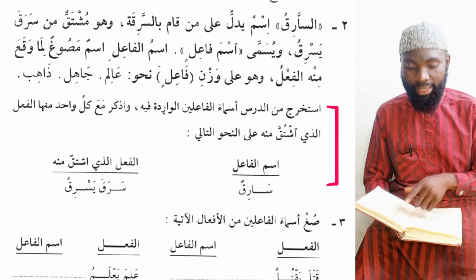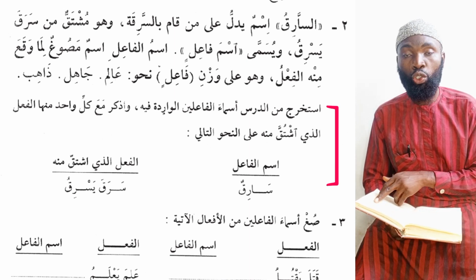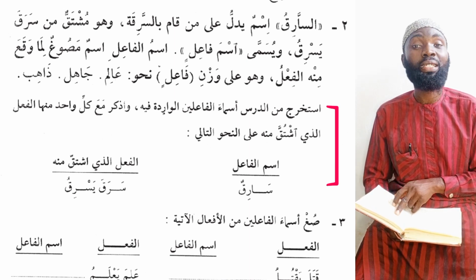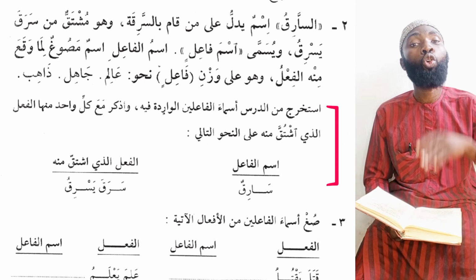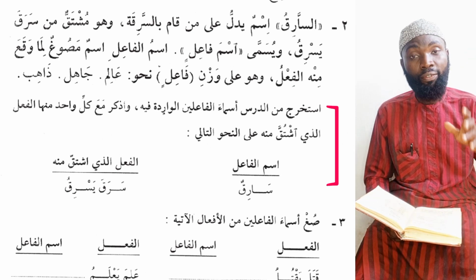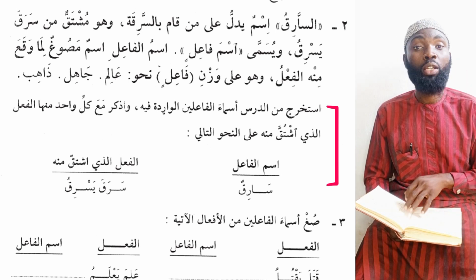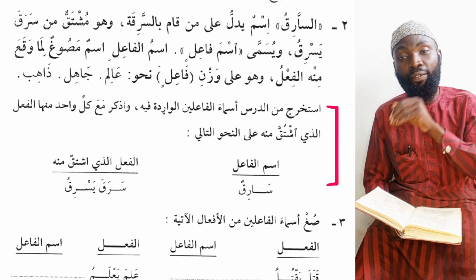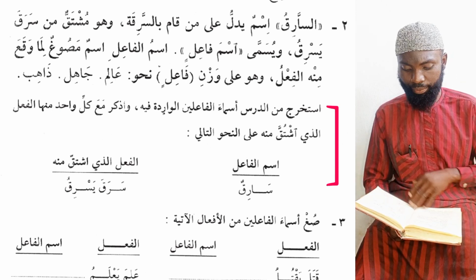An example of this is, you can see ismul fa'il, this is how you write it. Then you have al-fi'lu alladhi ishtuqqa minhu. The first one is the word sariqun. It is gotten from saraqa yasriqu. So go back to the lesson, to the passage, to the conversation we read, and bring out all of the words which fall under the pattern of fa'il, and also bring forth their verbs which they are formed from.